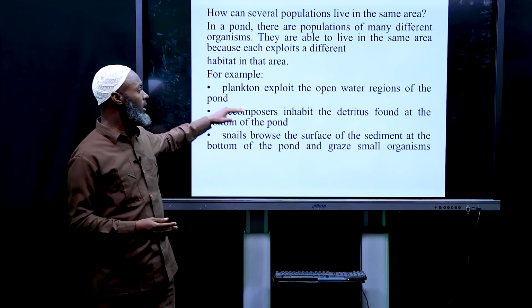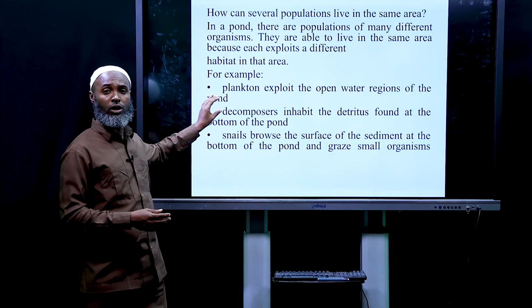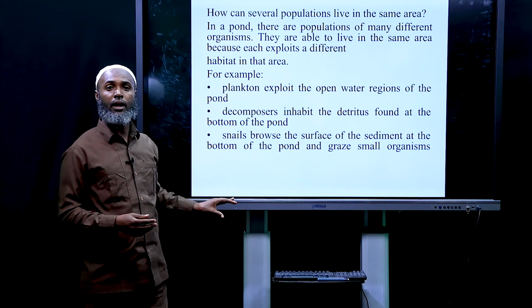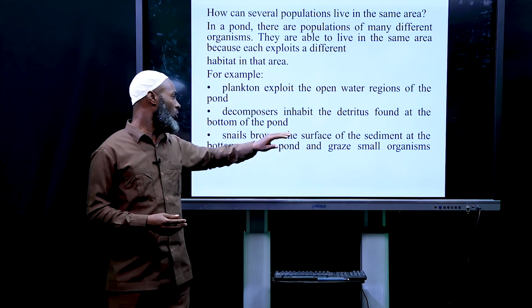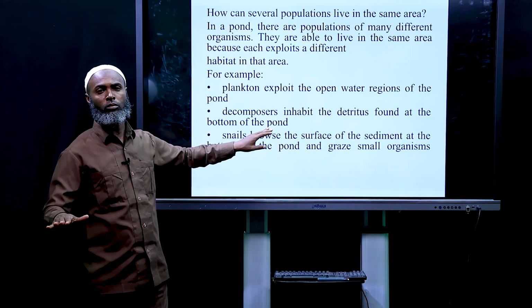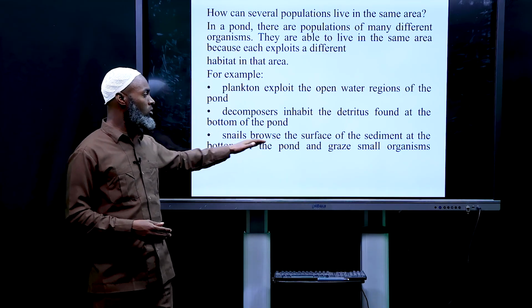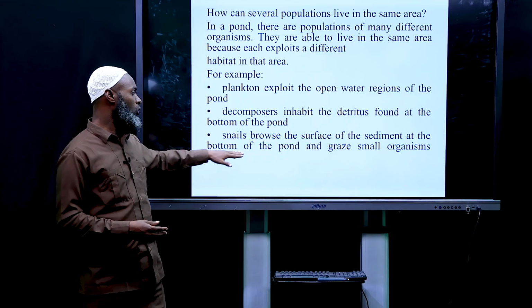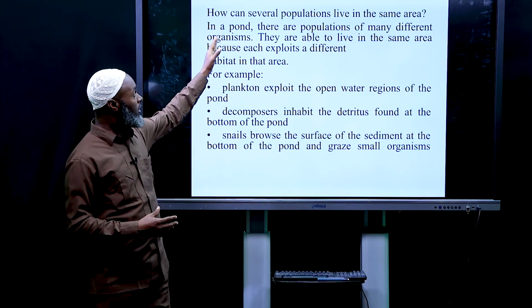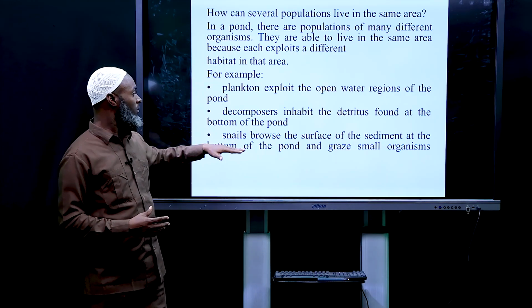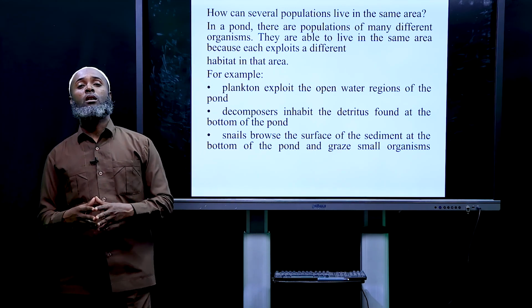In the pond we can have plankton organisms that exploit the open water region of the pond. That is one population. And we can have decomposers that inhabit the bottom of the pond. We can also find snails that browse the surface of the sediment at the bottom of the pond and graze on small organisms. So plankton population, decomposer population, and snail population are different populations which are found in one area.